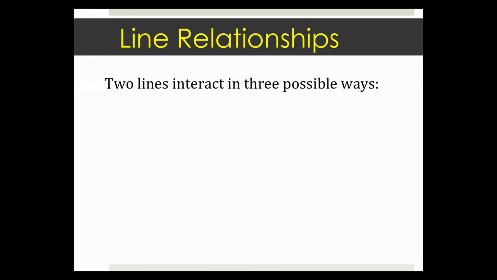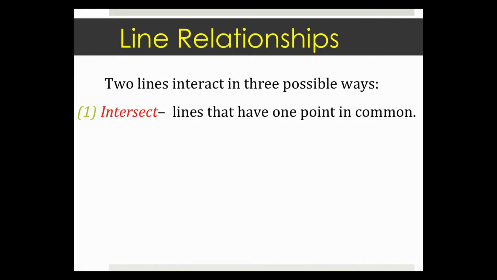Line relationships. Two lines can interact in 3 possible ways. What are they? What can 2 lines do together? They can intersect. Okay. They have one point in common. What else? They can be parallel.